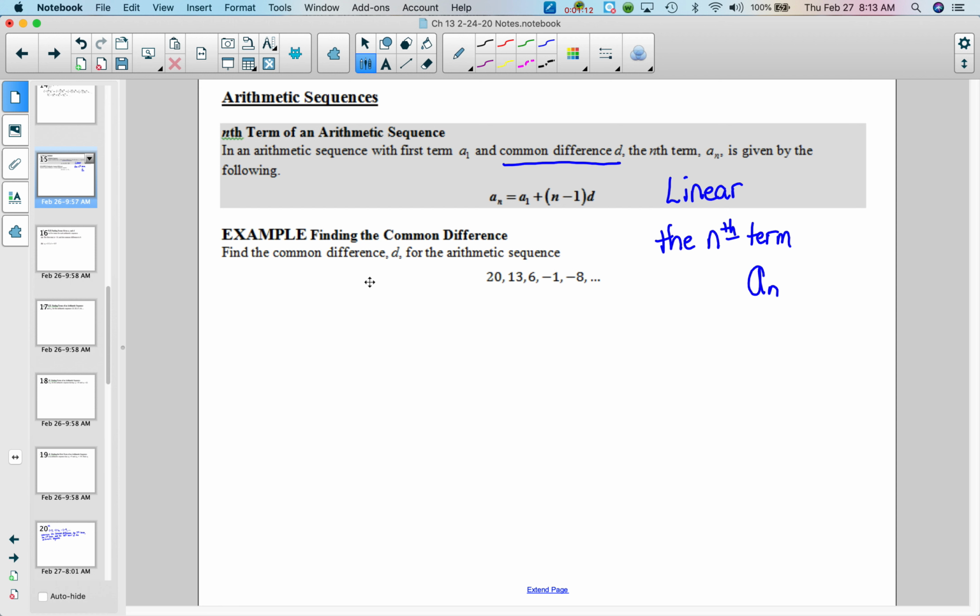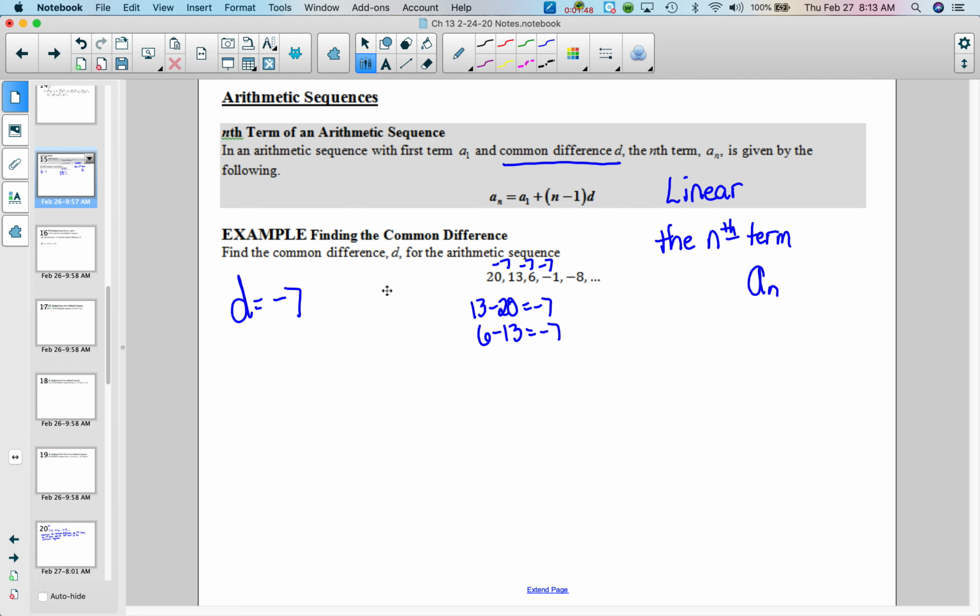So for this first problem, we're asked to find the common difference. So notice on here, from 20 to 13, it's going down by 7. From 13 to 6, it's going down by 7. From 6 to -1, it goes down by 7. So my common difference, d, is -7. Now, the reason why it's called a difference, because sometimes we think of, okay, I add a -7, add a -7, but the reason it's a common difference is because 13 minus 20 is -7. 6 minus 13 is -7. So that's why it's called a common difference.